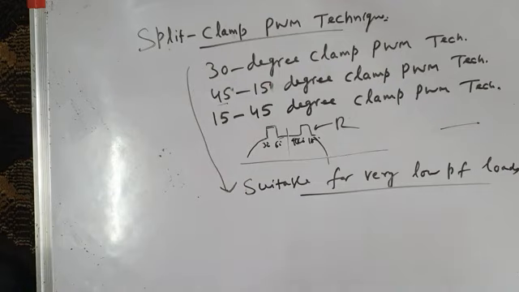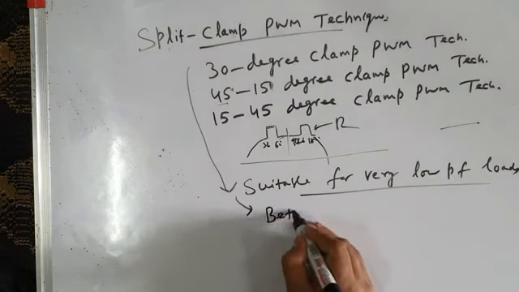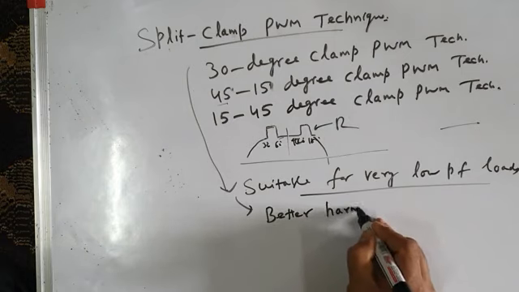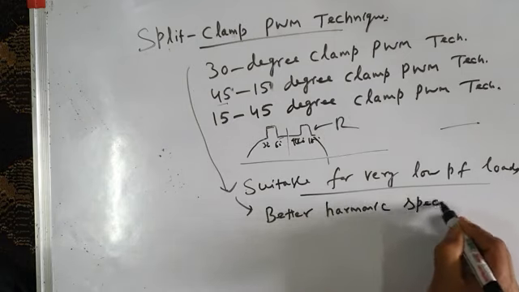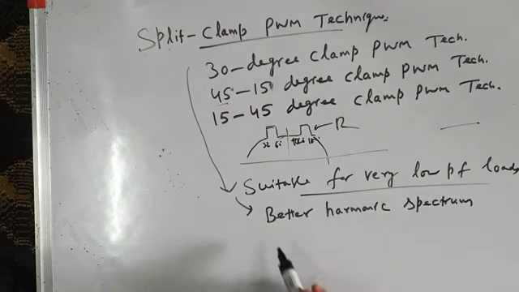And the advantage of the split clamp PWM technique over the continual clamp PWM technique is that it gives a better harmonic spectrum. How it gives a better harmonic spectrum than the continual clamp PWM technique, that we will study while discussing the space vector pulse width modulation technique. There we will discuss this split clamp PWM technique along with the continual clamp PWM technique again, and we will prove that the split clamp PWM technique is better than the continual clamp PWM technique as far as the harmonic spectrum or harmonic performance of the inverter is concerned.